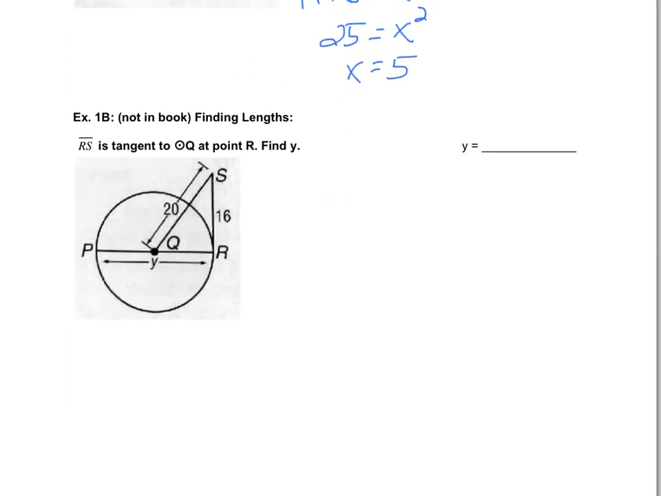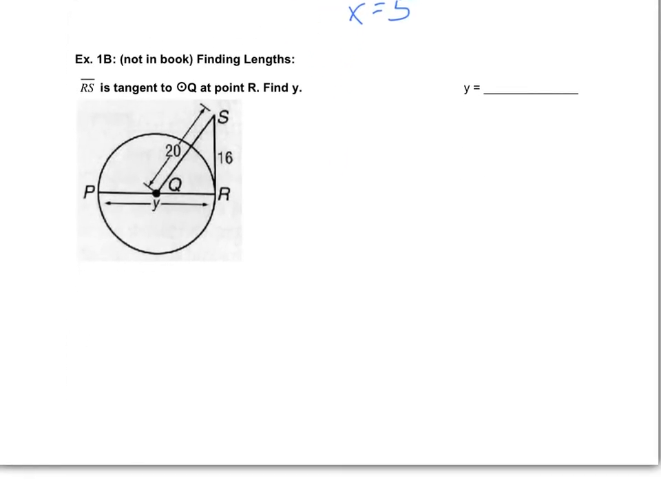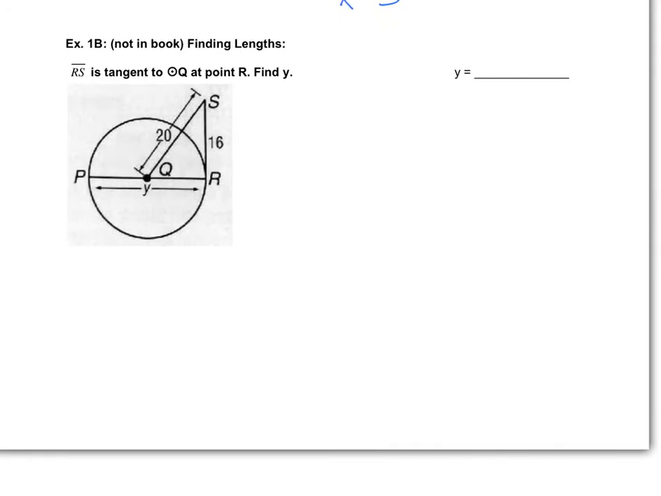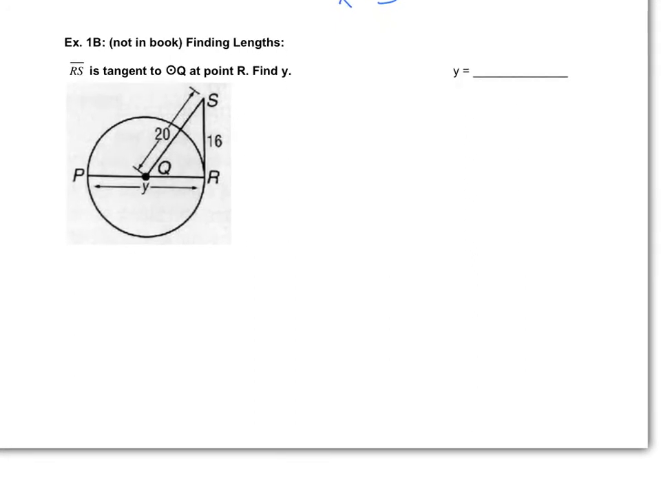This time we have RS that is tangent to circle Q at point R, and we're asked to find y. So again, because it's tangent, we know that this angle R here is a right angle. I'm going to call the QR portion r because it's a radius, so that makes sense. But I think you can see that y is the diameter, so once we find r, we are going to find y by just doubling it.